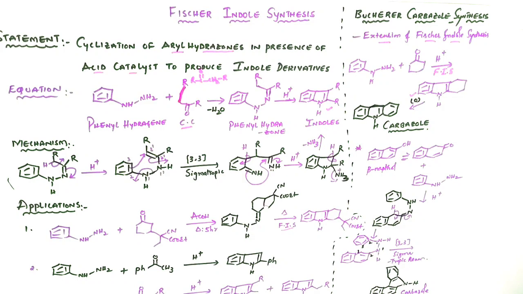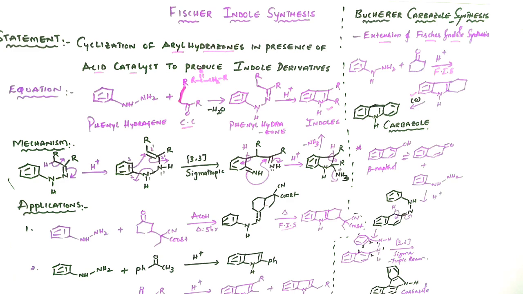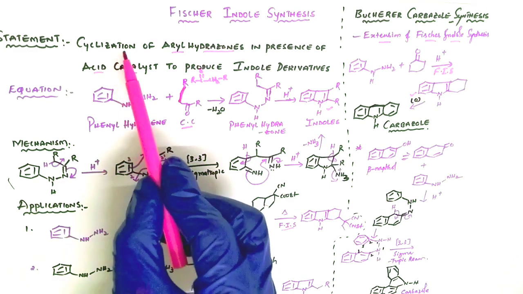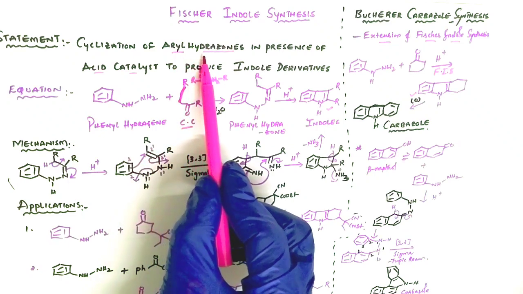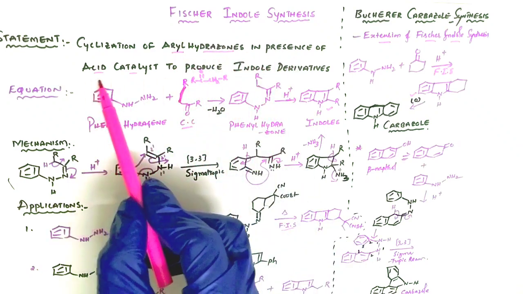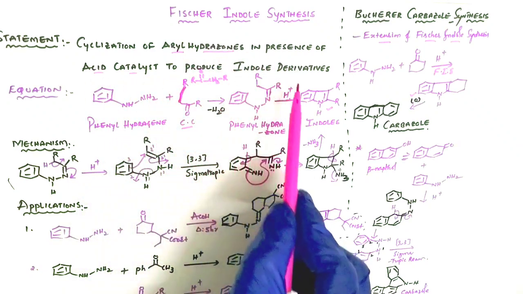Let's discuss the next named reaction, that is Fischer indole synthesis. The name itself indicates indole synthesis. This reaction is very useful for the preparation of indole derivatives. Let's see the statement: cyclization of aryl hydrazones in presence of an acid catalyst to produce indole derivatives.